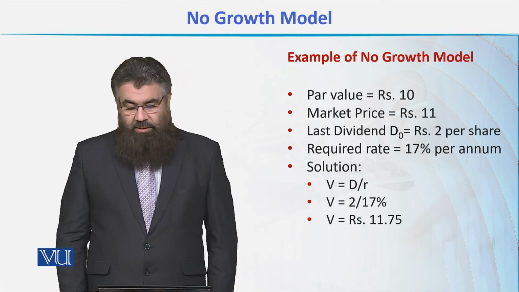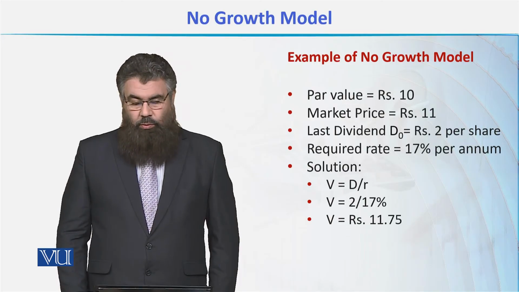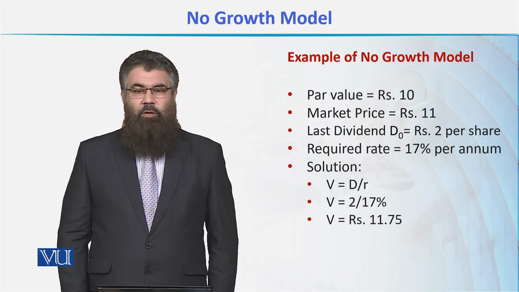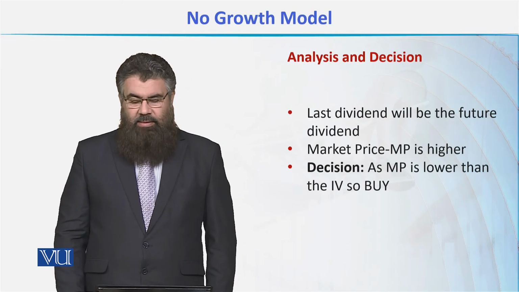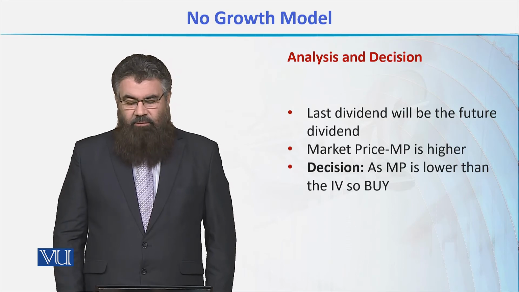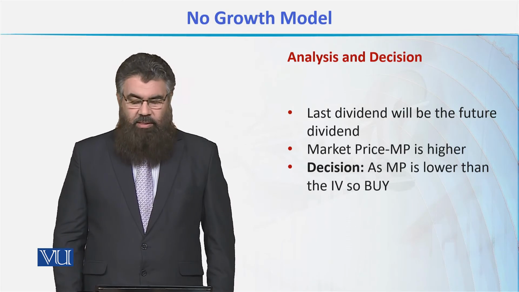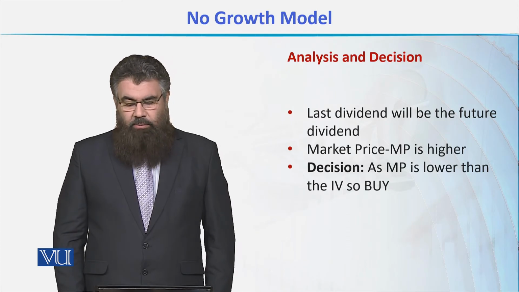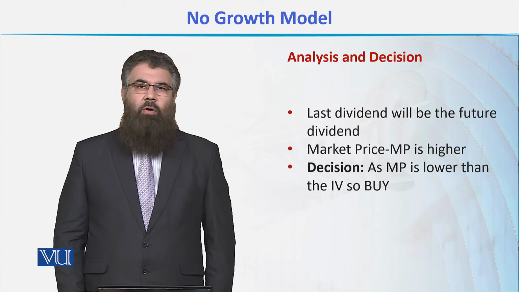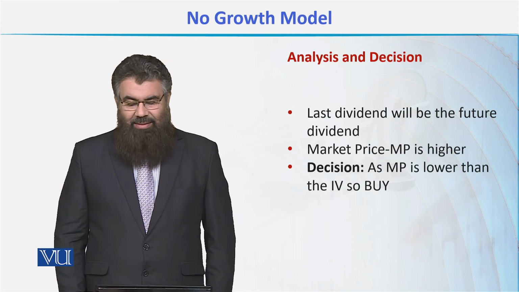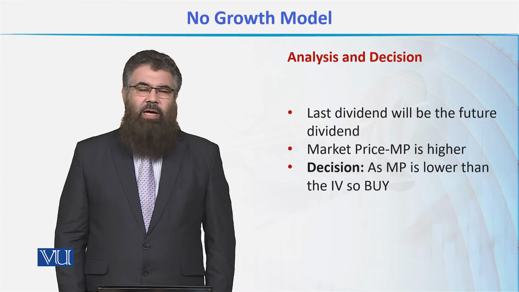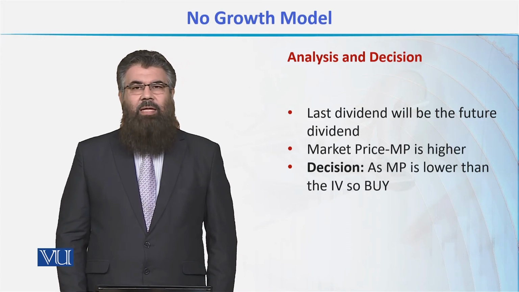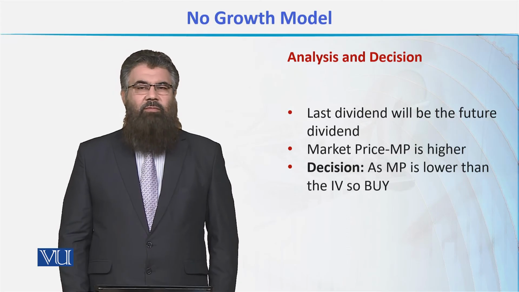11.75 rupees. Now, what we need to do is to compare this value with the market price and make our decision. So the analysis is that the last dividend will be the future dividend. So that is why it is constant. And if the market price is higher, then we will not go for the purchase of this share. But in this case, we see that the market price is less than the intrinsic value. Market price is 11 and the intrinsic value is 11.75.